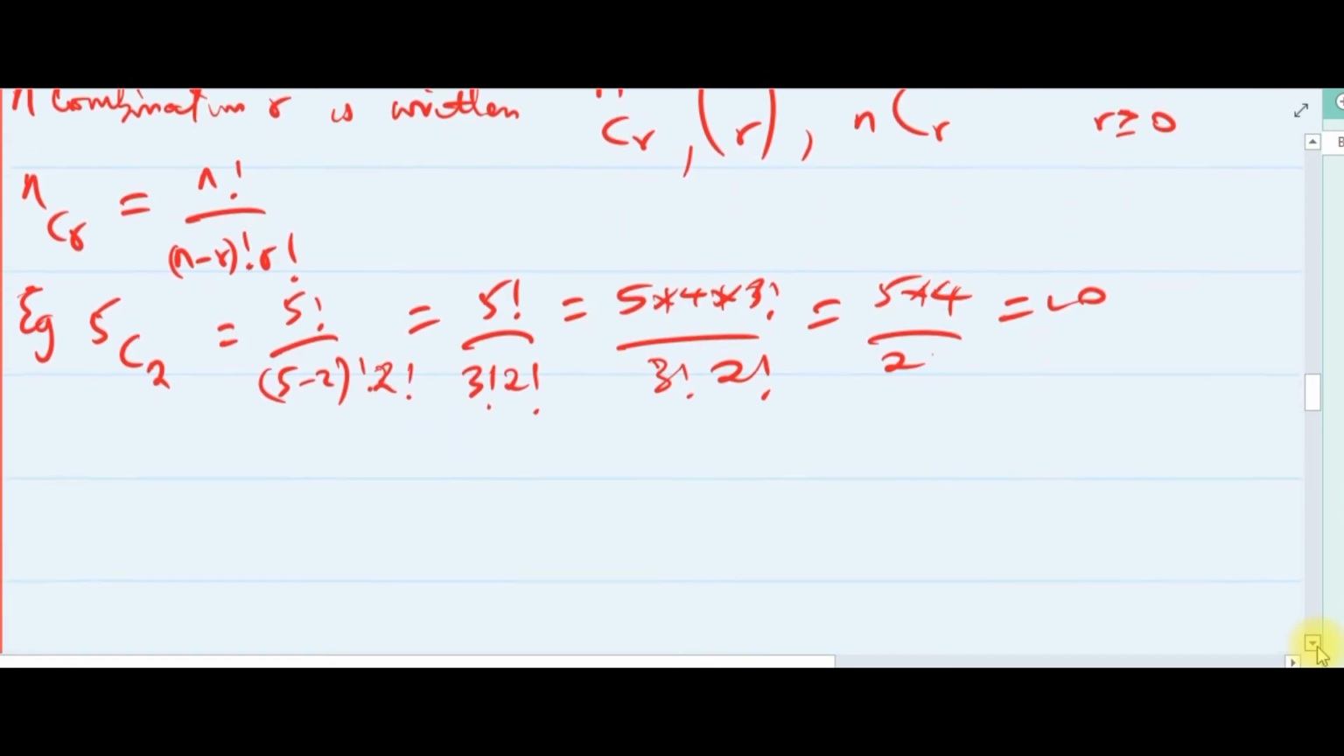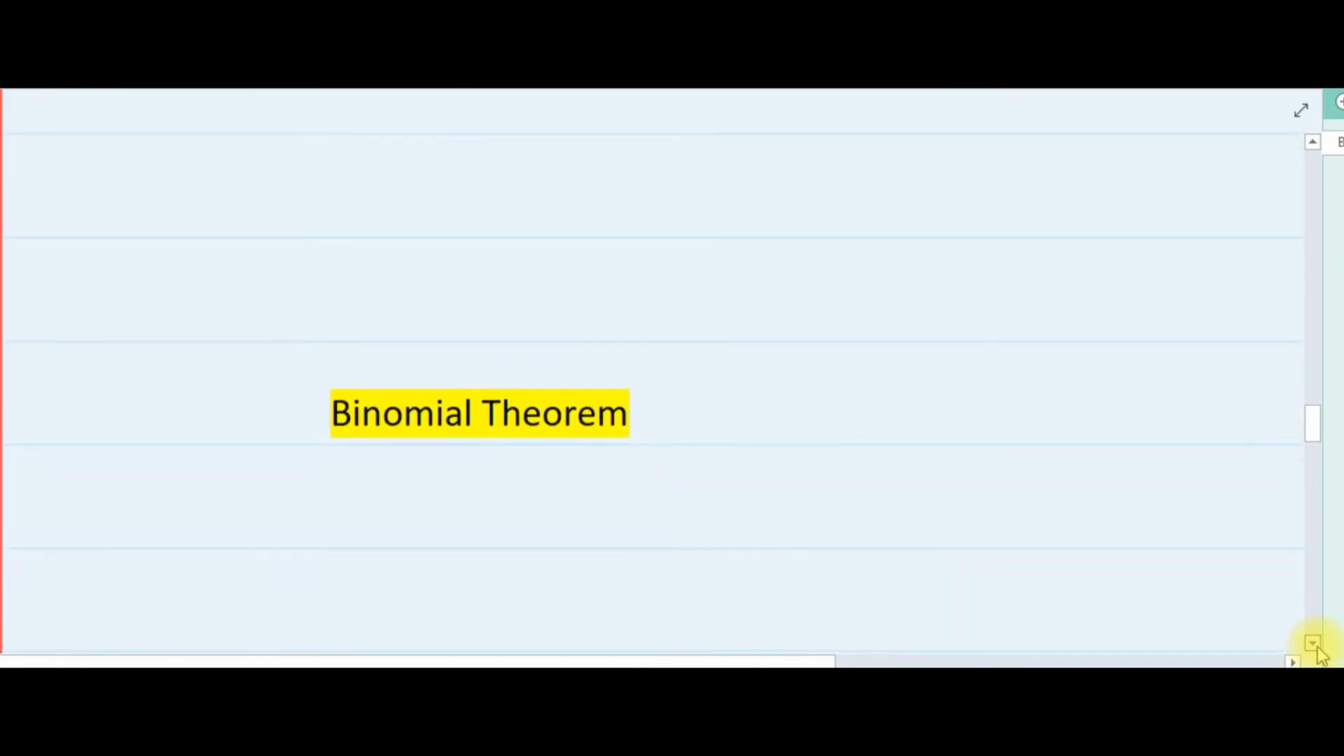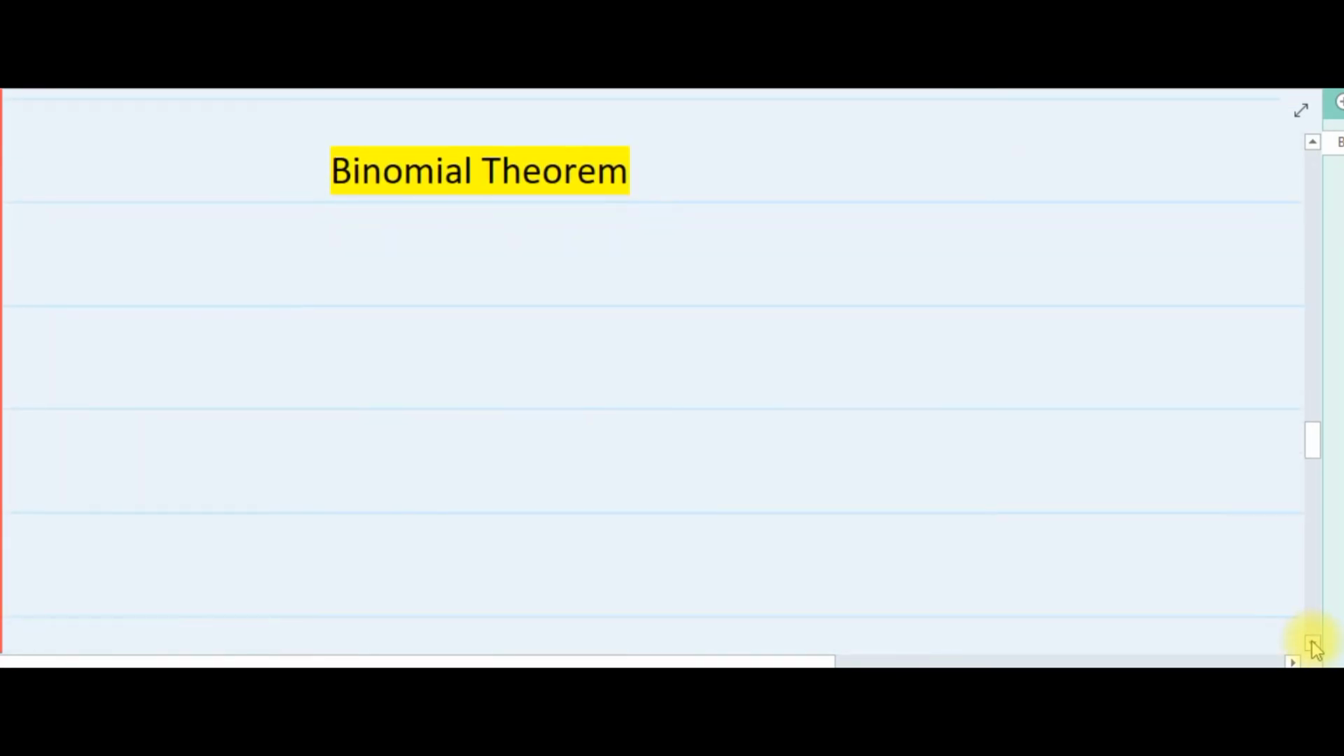So let's now enter the main thing, which is our proper binomial theorem. Very, very important. You notice that using Pascal's triangle takes time as well.